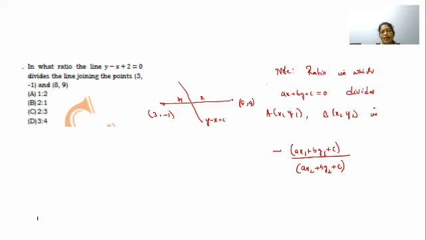So you can find the coordinates of this point using section formula. And this point also lies on this line. So with that, you get this point and then you can find the ratio. It is such a long method. So instead, this formula will help us to get the answers within seconds. Okay, let us move on to this.